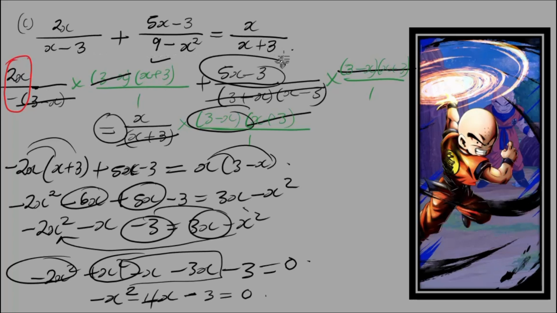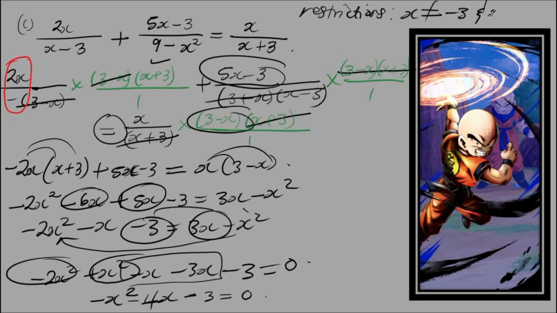Boom. Wait. As I was moving things here, I forgot my restrictions. My restrictions were before my laptop crashed. X is not supposed to be equals to negative 3, and x is not supposed to be equals to positive 3. Those are my restrictions. Hope you still remember those.